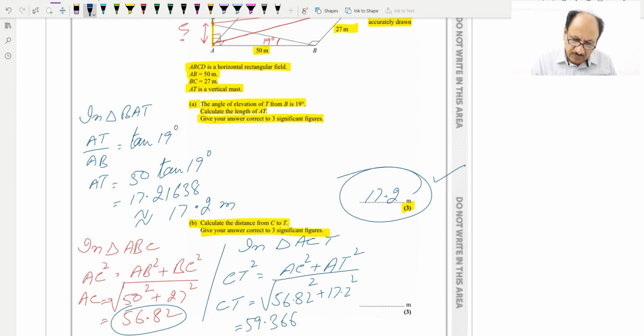59.366, and the answer to three significant figures will be 59.4. This will be in meters, and this is for 3 marks. Hopefully you understand this question as well.